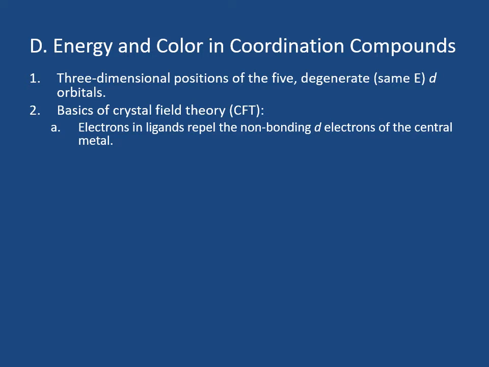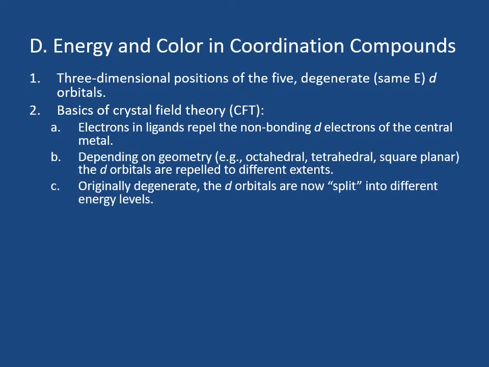So the ligands are the ones that have the electrons that form the bonds. And what they do is they repel the non-bonding electrons, the d electrons on the central transition metal, though that's understood at this point. How they repel them depends on the geometry. And we just did octahedral, so two d orbitals go to a higher energy level, and three orbitals stay at the lower energy level, the eg and the t2g. Fine. So you get them split into different levels.